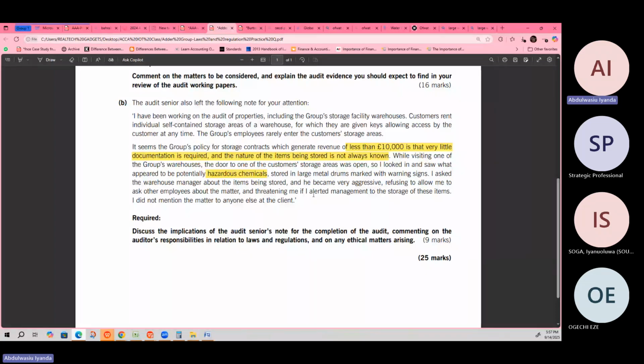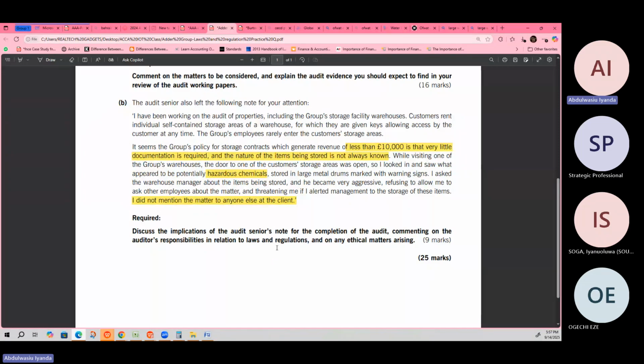I will not continue reading this one. And threatening me to report me to the management of those warehouse. I did not mention the matter to anyone else. I declined. So that is very, very good from the senior.